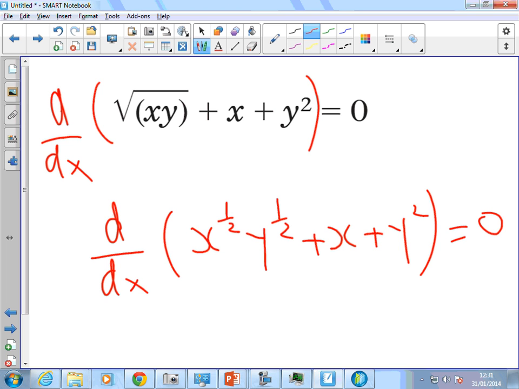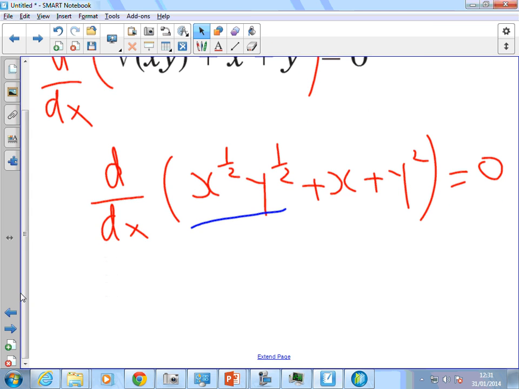And now immediately we encounter a product. So we differentiate the product in the usual way using the product rule. So we take d by dx of each term, and the first term is a product of x and y, or here x to the half, y to the half. But we use the usual rule of differentiating the product. It's u, the first one, and v is the second one.